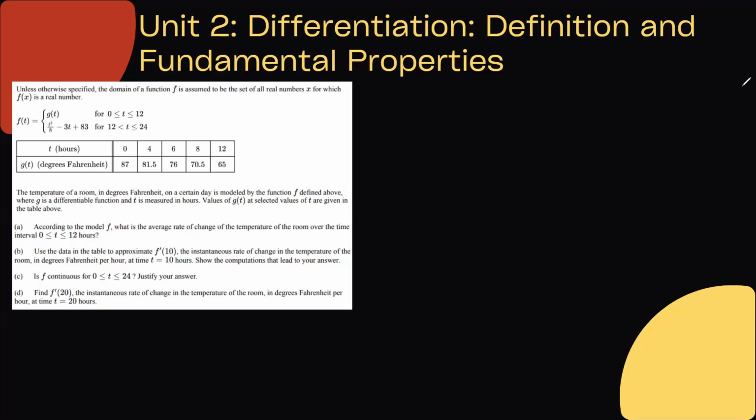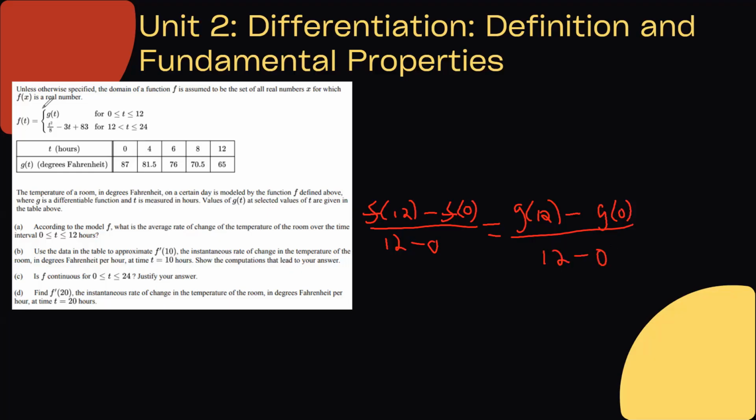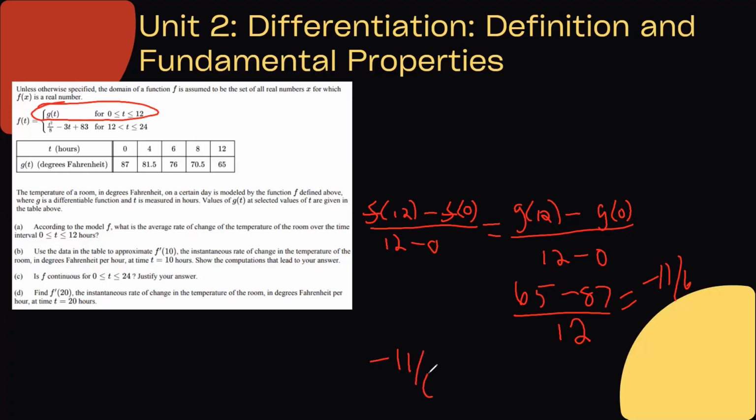Part A, average rate of change is just the slope between the endpoints. So f of 12 minus f of 0 all over 12 minus 0. That's equal to g of 12 minus g of 0 all over 12 minus 0, because f is equal to g from 0 to 12. So you would have 65 minus 87 over 12, which is negative 11/6. Therefore, the answer is negative 11/6 degrees Fahrenheit per hour. If your problem is in context, make sure you include the units.